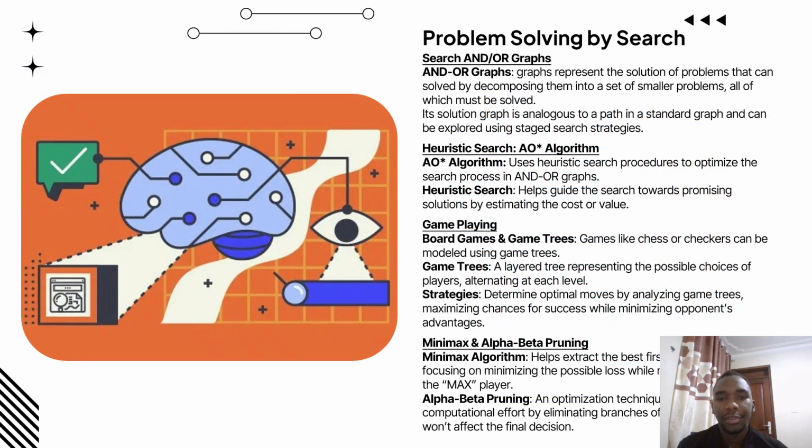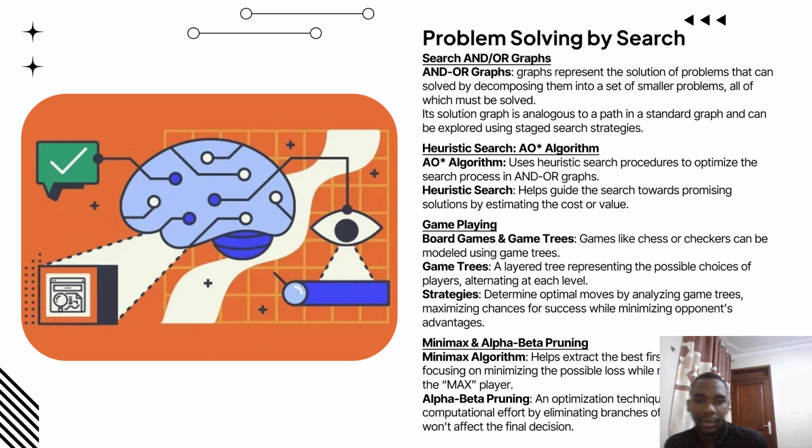Problem solving by search. Now we're going to talk about AND-OR graphs. AND-OR graphs represent the solution of problems that can be solved by decomposing them into a smaller set of problems, all of which must be solved. So, heuristic search, the AO-star algorithm. The AO-star algorithm uses heuristic search procedures to optimize the search process in AND-OR graphs. The heuristic helps to guide research towards promising solutions by estimating the cost of the value.